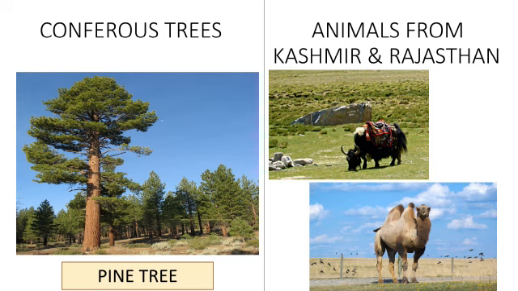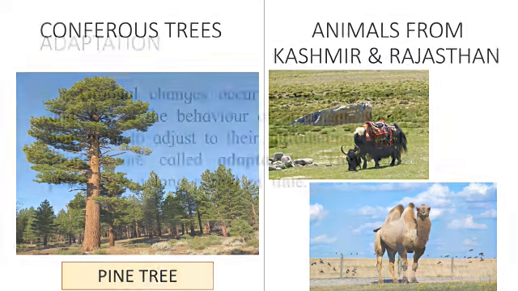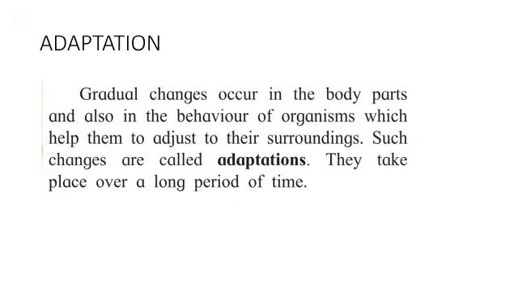Now we will see the adaptation. Now what is meant by adaptation? Gradual changes occur in the body parts and also in the behavior of the organisms which help them to adjust to their surroundings. Such changes are called adaptations. They take place over a long period of time.